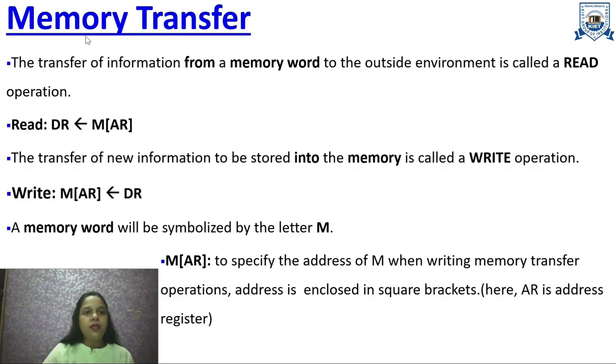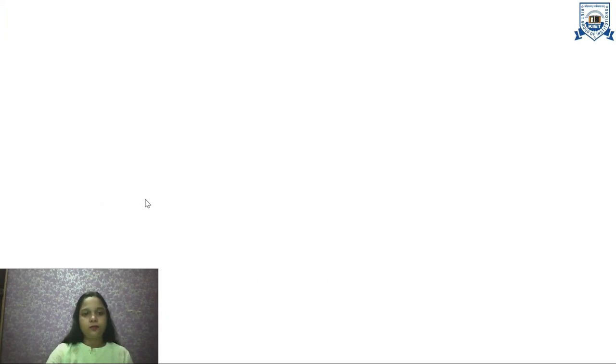Next we see the memory transfer. If we need to transfer data from memory to a data register, it will be the read operation and it will be written like this. If we want to transfer data from outside to the memory, it will be the write operation and it is written like this. Here AR is the address register and DR is the data register.